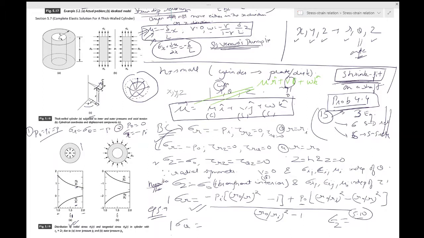Figure 5.9 tells you another case. In this case, clearly this is the third case, that pi is equal to 0 and p naught is equal to something, and in this case you have sigma r and sigma theta varying like this. These are the cases which are very commonly seen in many engineering problems.